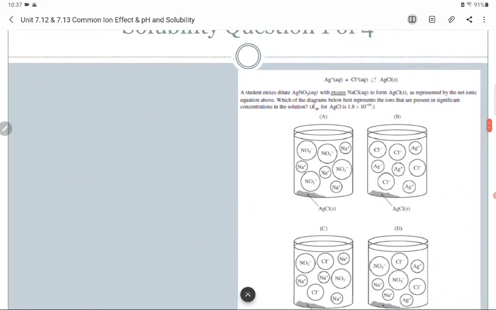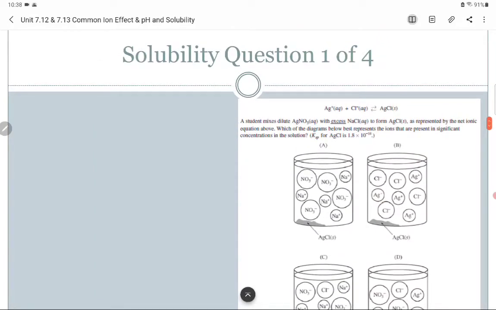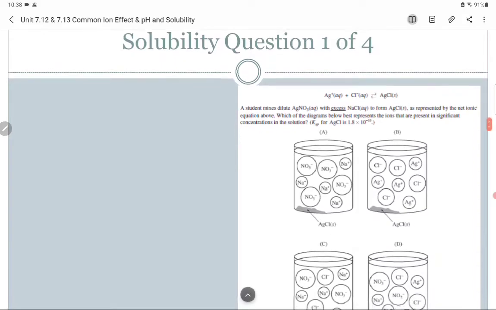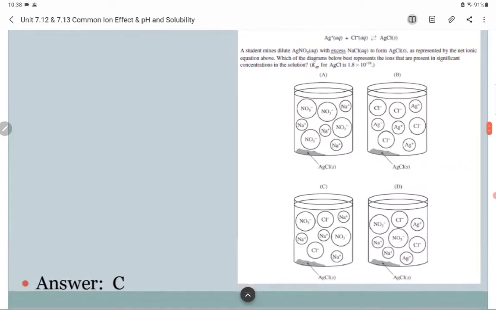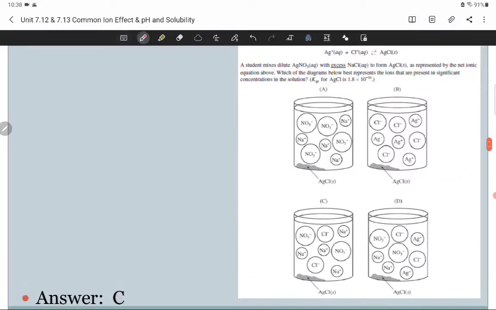So let's jump in through a couple questions here. It says 1 of 4, and I lied. I think it's going to be 5 questions. Okay, so the first one's multiple choice, and like always, we have the answer already. So the answer is going to be C. But let's talk about it.